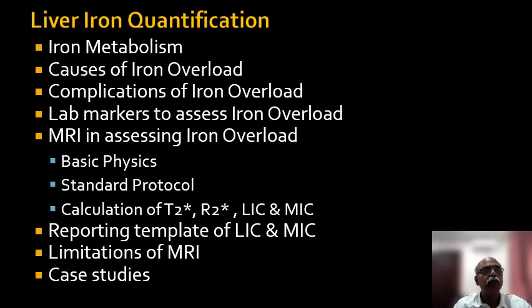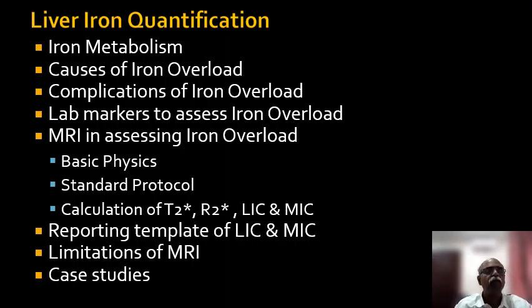I will be approaching the topic of liver iron quantification in the following manner. We'll discuss something about iron metabolism. What are the causes of iron overload? How do you quantify? How do you differentiate between primary and secondary iron overload status? Complications of hepatic iron overload. What are the lab markers? If a patient comes to us, directly he will not be sent for MRI. The hemato-oncologists will try to assess his lab parameters. What is the role of lab parameters? Where do they stand today when compared to MRI?